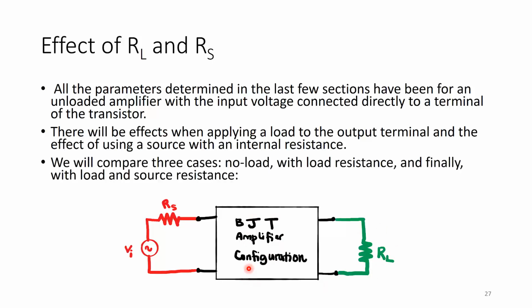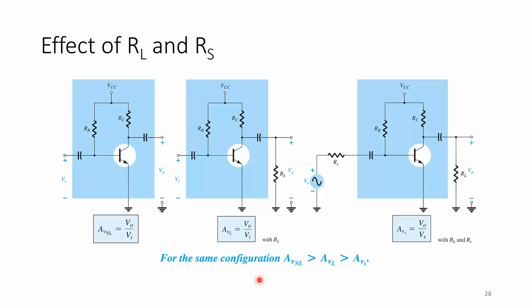Okay, so we will compare three cases: no load, that is when we just design the BJT amplifier, then with load resistance, and finally with load and source resistance, RL and RS. When we did our analysis for all the subtopics before this, we assumed there is no load, so V out is just taken at the output terminal after the coupling capacitor, and V in is taken again at the input terminal before the coupling capacitor.